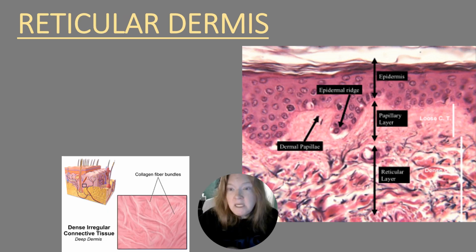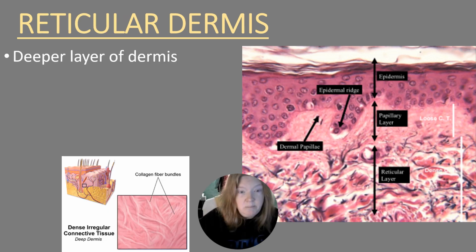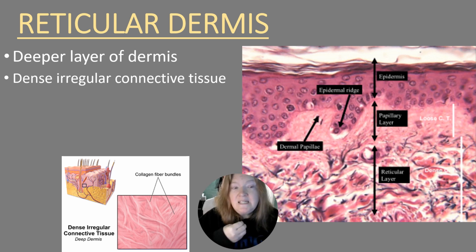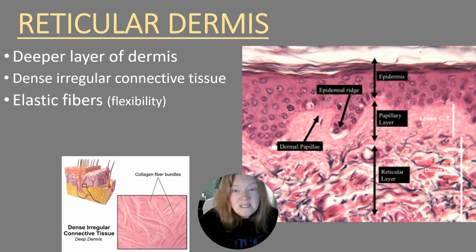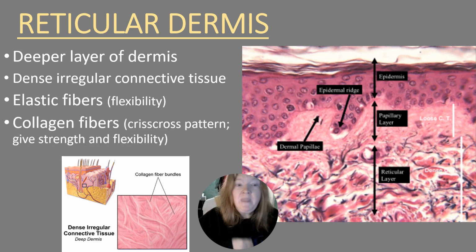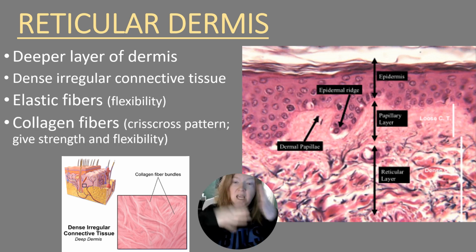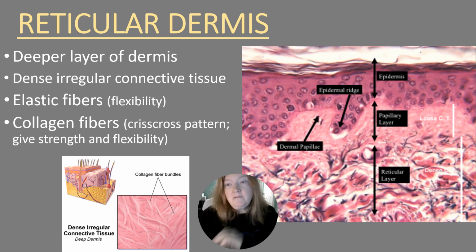And then we have reticular dermis. So this is the deeper layer, and this is dense regular connective tissue. So it has some elastic fibers for flexibility, and it has collagen fibers that go in a crisscross pattern to give both strength and flexibility.